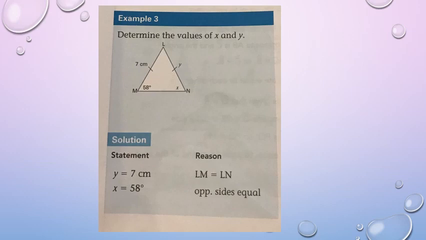Okay, and they ask you to find X and Y. So first of all, you can say Y is equal to 7. Why? Because the two legs are given. You didn't even have to write that. You could have just said given, because LM is given equal to LN. Then, because this is an isosceles triangle, X is equal to 58. And you could have written there angles opposite equal sides. It doesn't matter from which side you look at it, you can always just say angles opposite equal sides when you are dealing with an isosceles triangle.